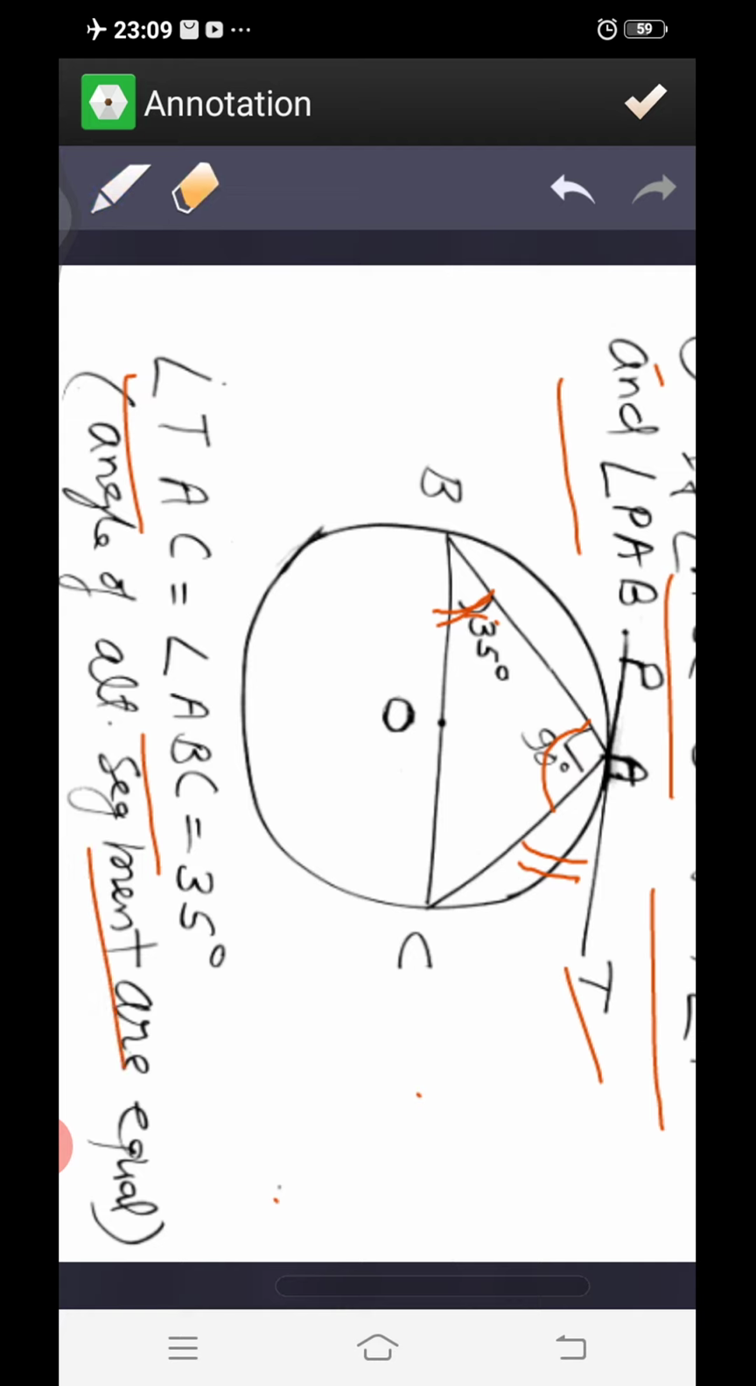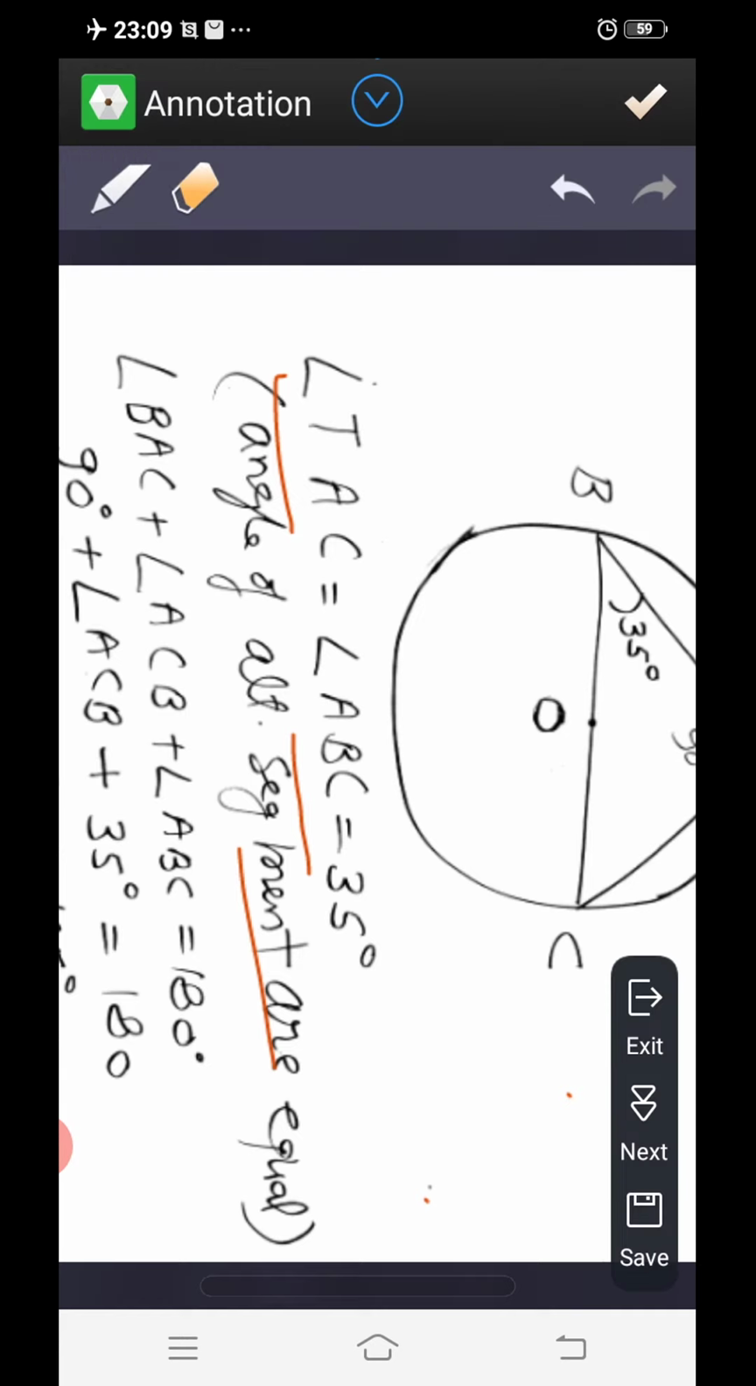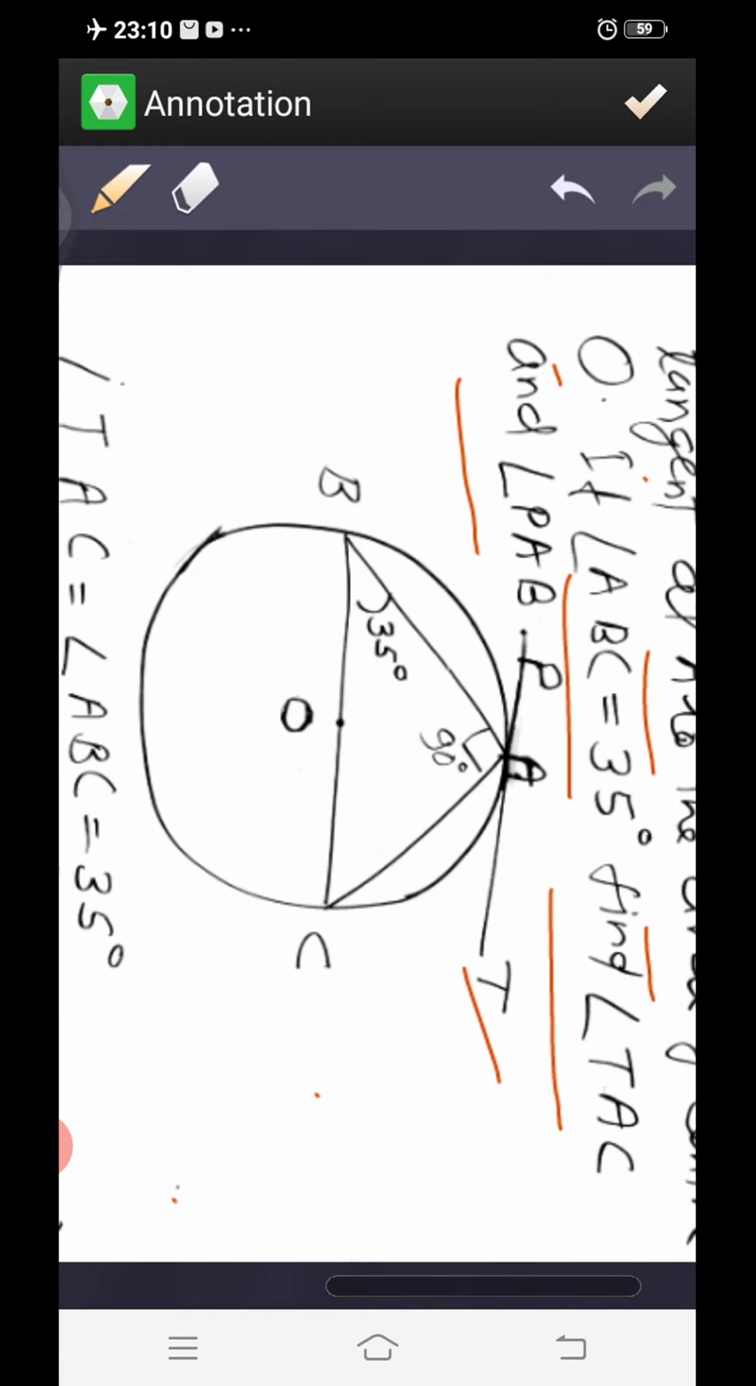This is the reason: angles of alternate segment are equal. Then angle BAC plus angle ACB plus angle ABC equal to 180 degrees. We can see here in the triangle, this angle ABC plus angle ACB plus angle BAC, the sum of these three angles, equal to 180 degrees.